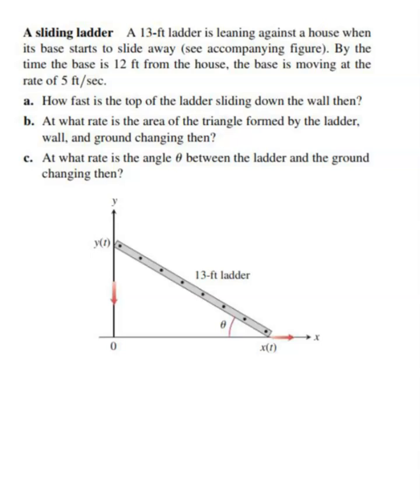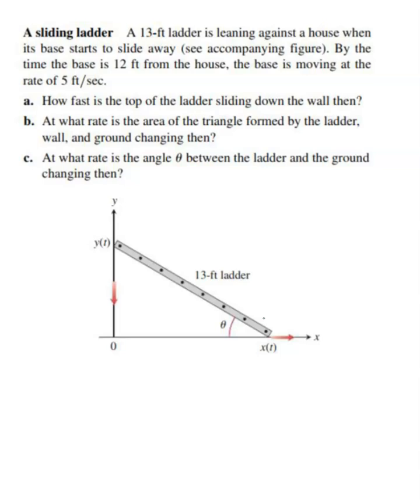Here we go. A sliding ladder, that's the theme here. A 13-foot ladder is leaning against a house when its base starts to slide away. You can see the accompanying figure. By the time the base is 12 feet from the house, the base is moving at the rate of 5 feet per second. It's sliding down fast.